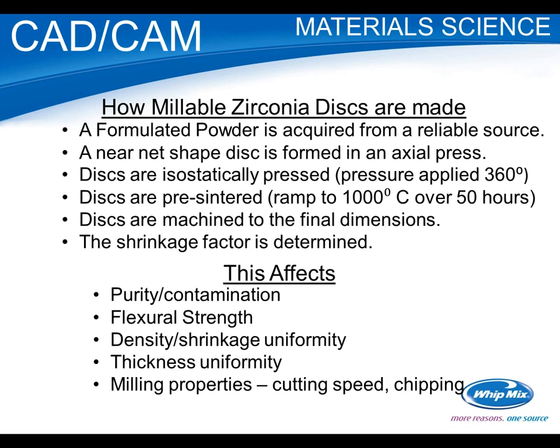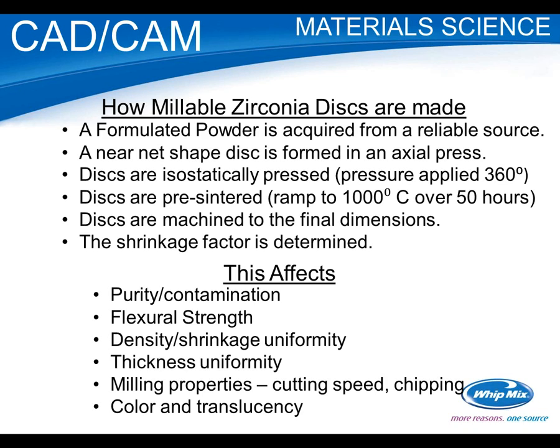The way the disc is processed can affect the milling properties, partly if it changes in density. In that pre-sintering step, if you underfire, you can be too soft. If you overfire, you can be too brittle, and that'll affect your cutting speeds and your chipping. And then lastly, color and translucency. And where you really see this is, again, on that pre-sintering.